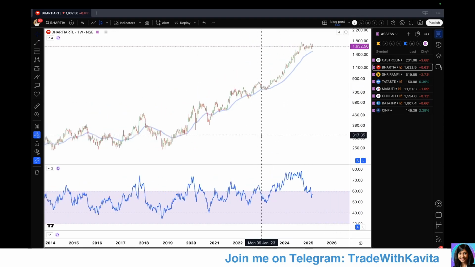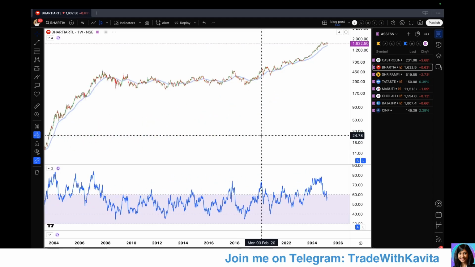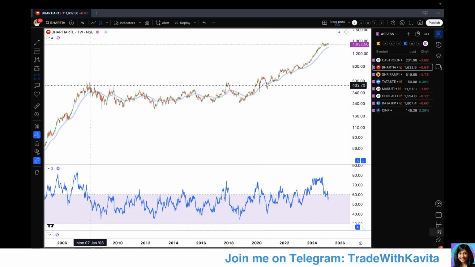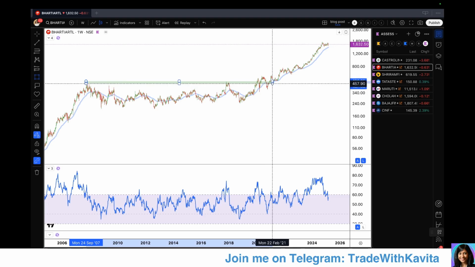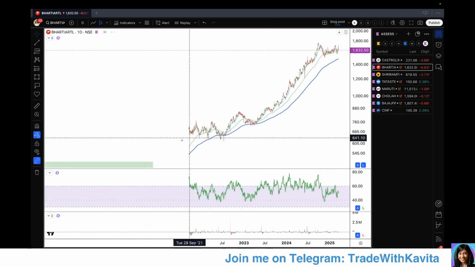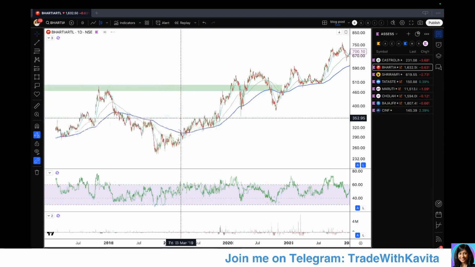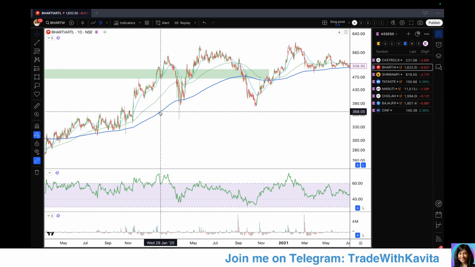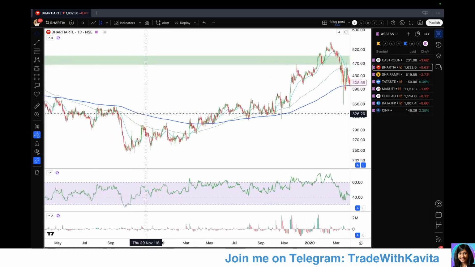And let's look at the trend. So clearly the trend has been super bullish in Bharti Airtel since this breakout right here. This is where the major breakout came, and you will see there was a spike in price activity here, and there was a spike in price activity here, right?